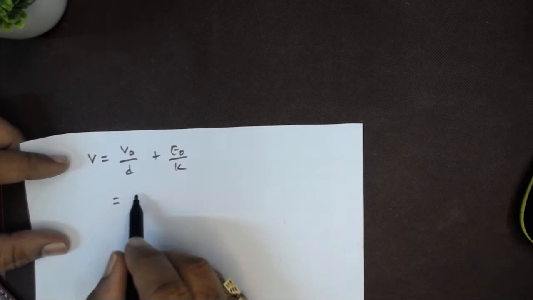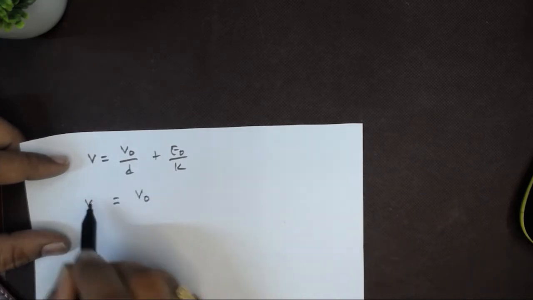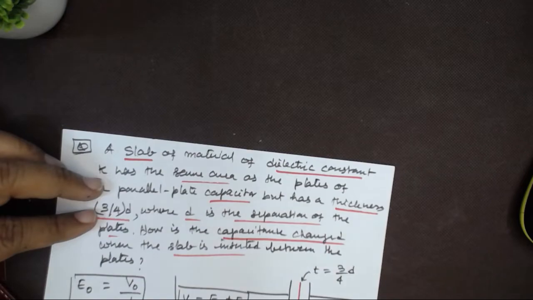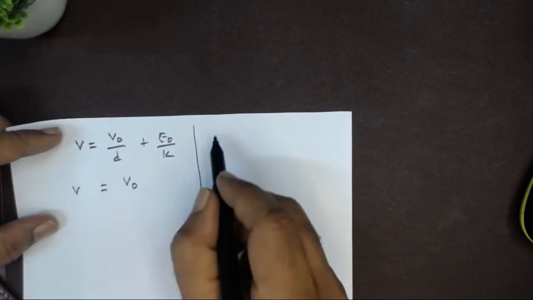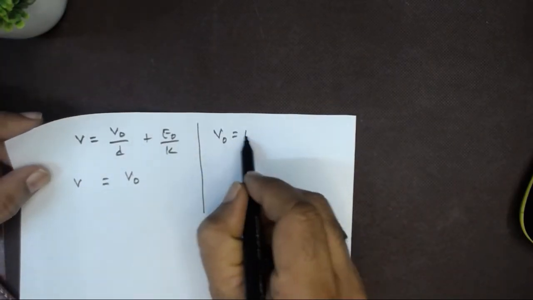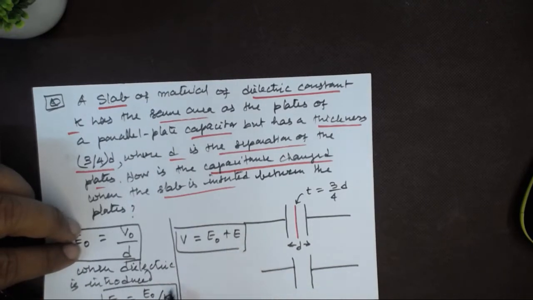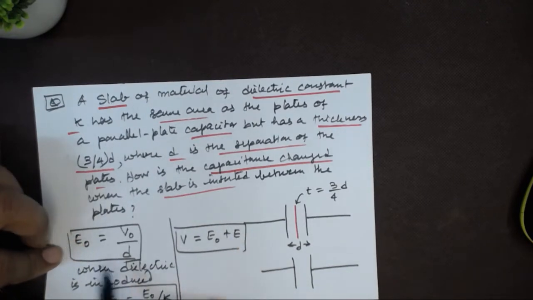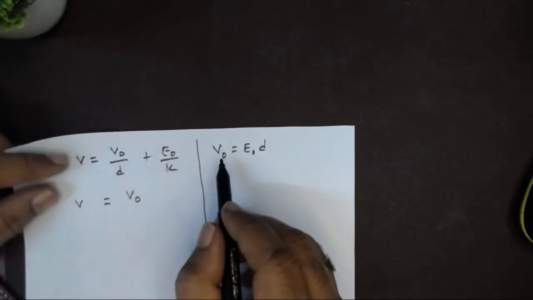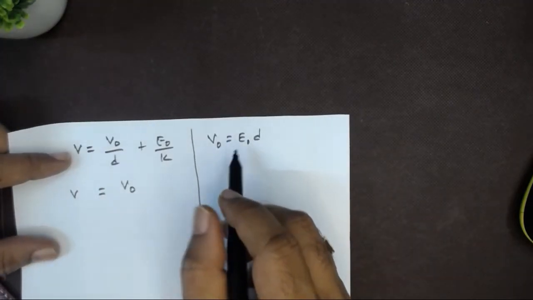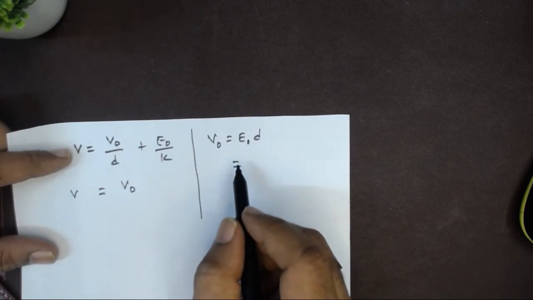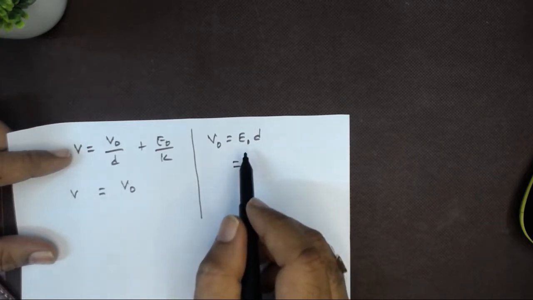Therefore, V is equal to, this V naught is already given as E0 into D. We can make use of this equation because we have E naught is equal to V naught by D. Therefore, V naught is equal to what? E naught into D. Similarly, here we have to include the E also. What is E here? We have to interpret in this way. So we have V naught is equal to E naught into D, because this is the original formula. Okay. So what is D? Here it is 1/4 of D.